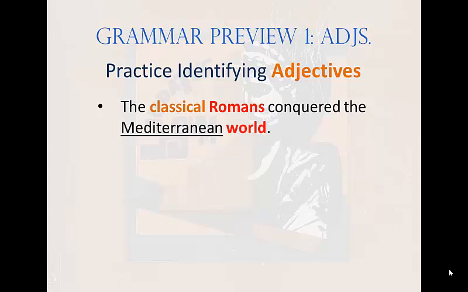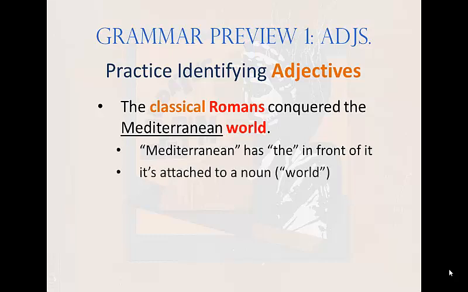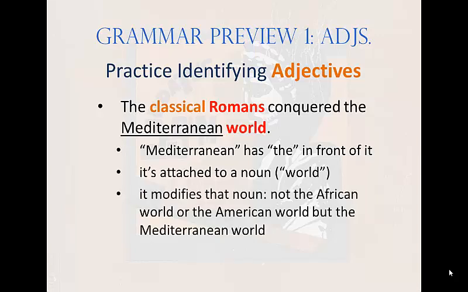Now, what about Mediterranean? It has the in front of it too, and it's also attached to a noun, in this case, world, and it modifies that noun. It's not the African world, or the American world, but the Mediterranean world. So, Mediterranean is also an adjective. You got it? Let's see.